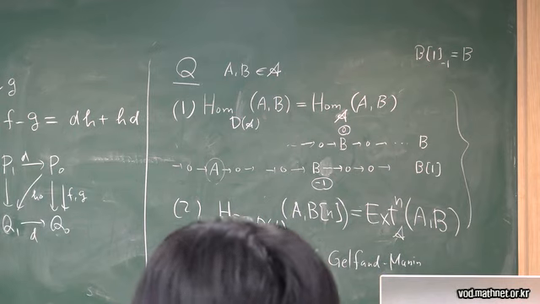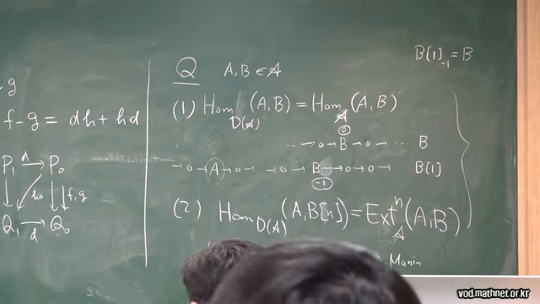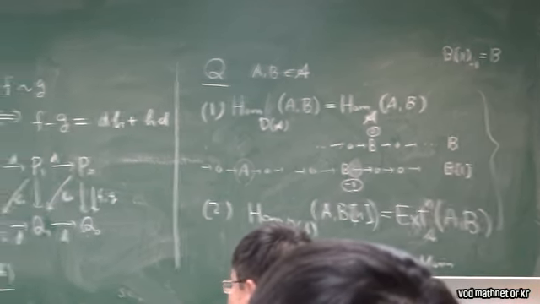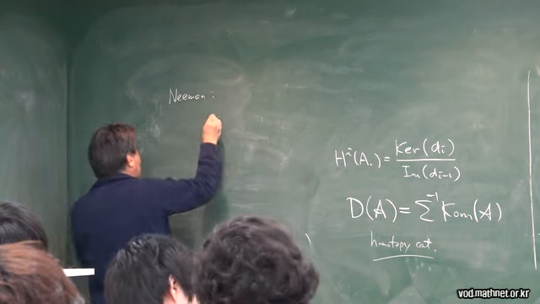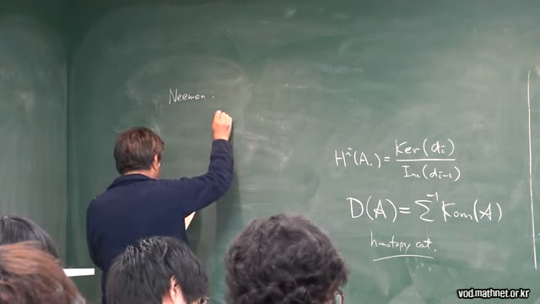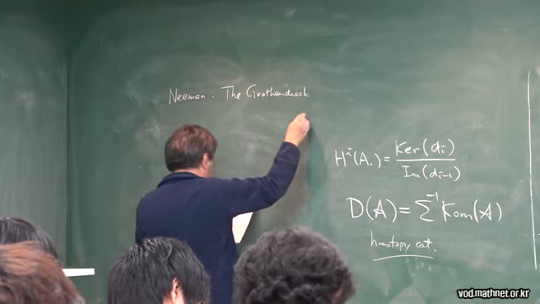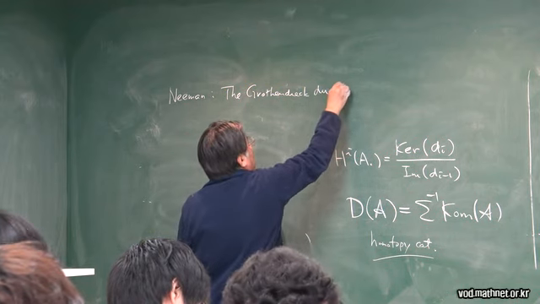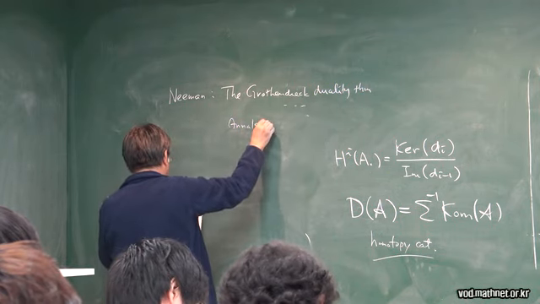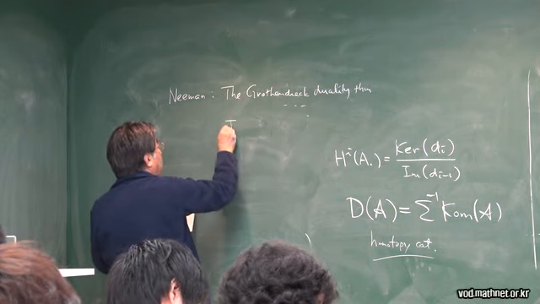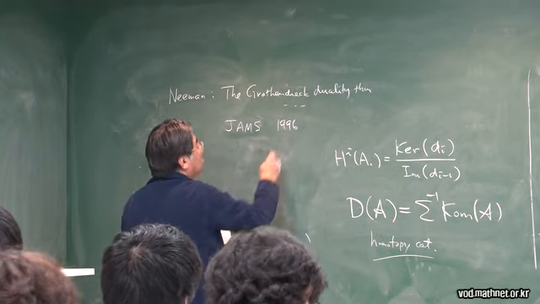An additional reference, for next time's lecture. Next time, I will explain Grothendieck duality and adjoint functors. The reference is Amnon Neeman, Grothendieck duality, in the Journal of the AMS, 1996. Well, it's on the arXiv also.